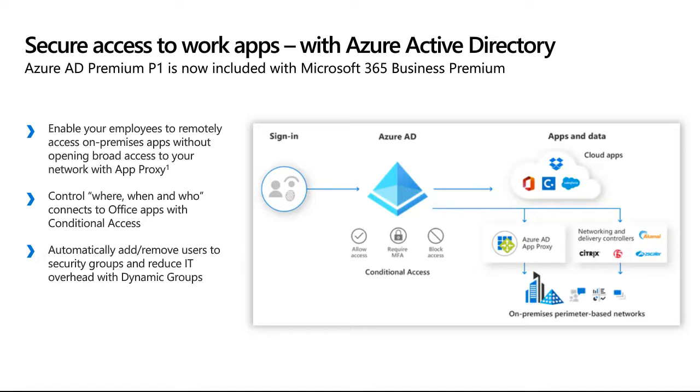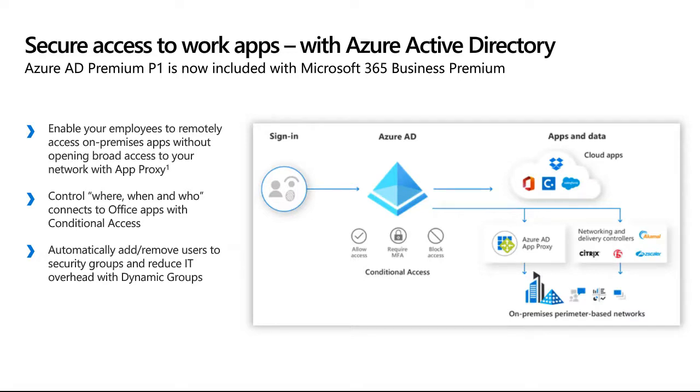Additionally, it was recently announced that Microsoft is bringing the full capabilities of Azure AD P1 to Microsoft 365 Business Premium, and with this, you get the benefit of powerful features like App Proxy that helps employees to remotely access on-prem web apps without the need of opening broad access to the company's network. With dynamic groups, you can help reduce the administrative overhead of adding and removing users from security groups. Another example, assigning users to a sales group, for instance. Use dynamic groups to assign users to groups automatically, then use these groups to grant access to applications.